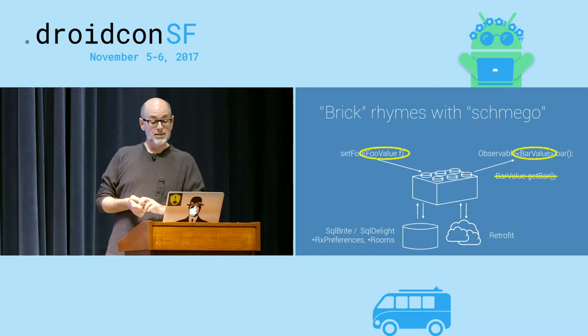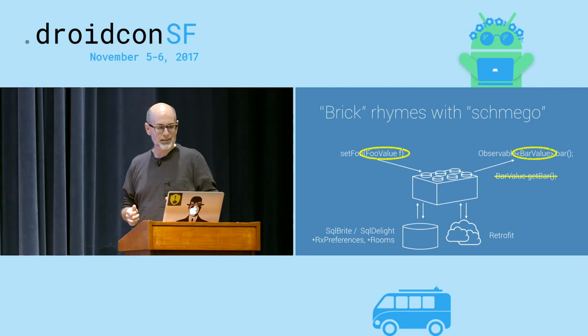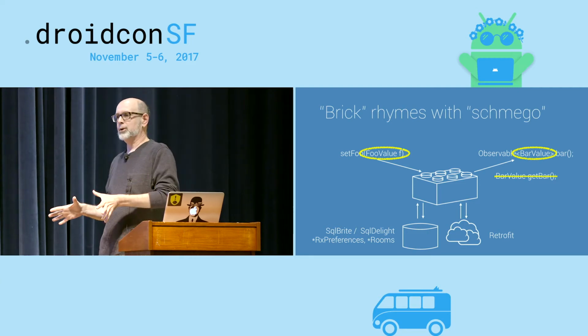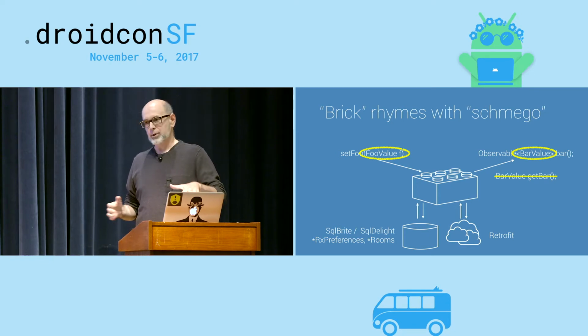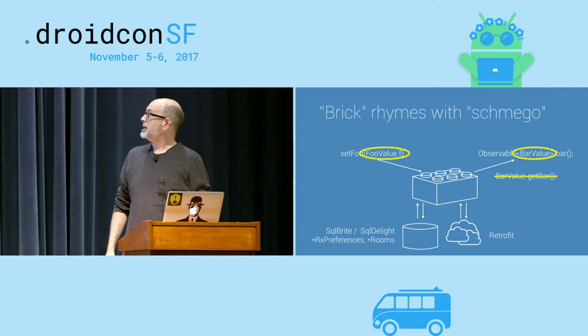What's interesting is that, at least in theory, both of those, Retrofit and the SQL asterisk libraries that I can never remember which one does which, but they rhyme, can be cross-platform if you put your J2ObjC together just in the right way. If that's not really a concern, Rx preferences or Room are also a nice way to go. But that's the basic idea.